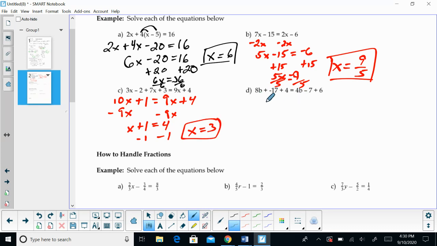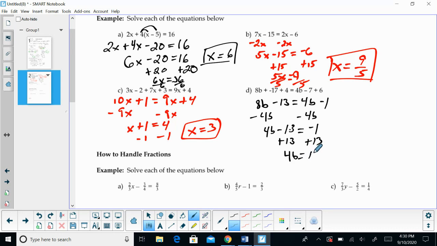Looking at example D here, again, we're going to combine like terms. So I have 8b. Negative 17 plus 4 would be negative 13 equals 4b. Negative 7 plus 6 is negative 1. Subtracting 4b from both sides, I have 4b minus 13 equals negative 1. Add 13. 4b equals 12. Divided by 4, b equals 3.